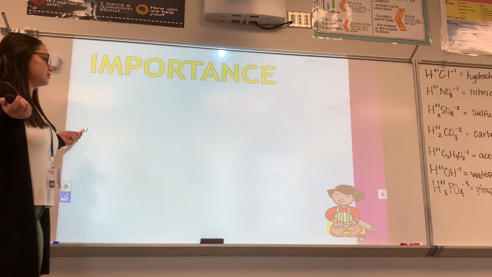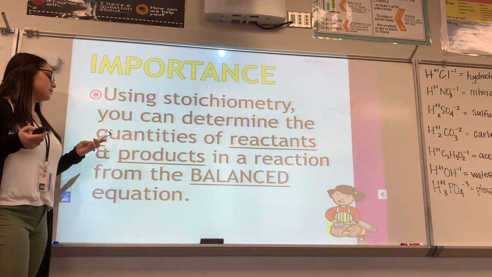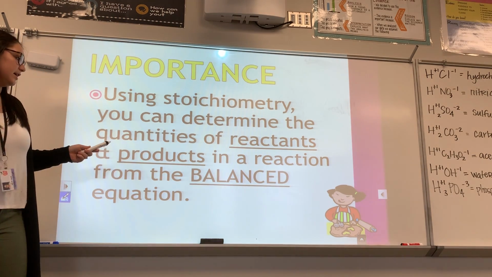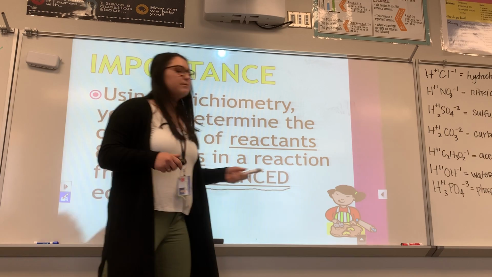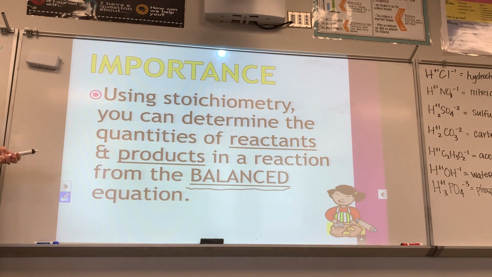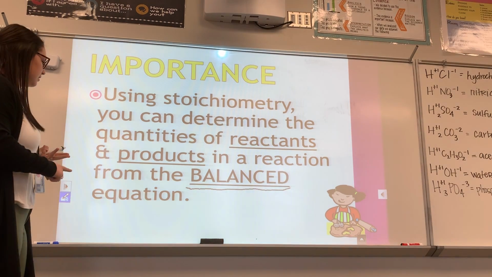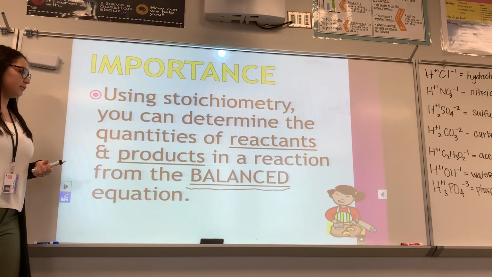Why do we want to know what stoichiometry is? Why is it important? It is important to use stoichiometry because now you can determine the quantities of reactants and products in a reaction from the balanced equation. This is extremely important that we know how to balance equations. Last unit we worked on balancing equations, canceling our charges, and working to predict the products of different chemical reactions.